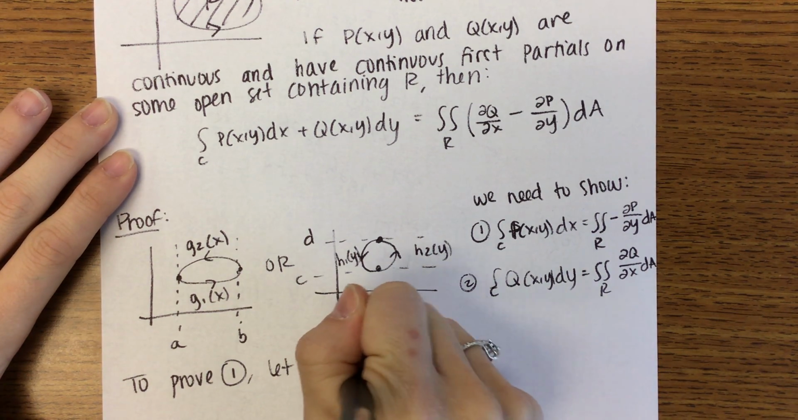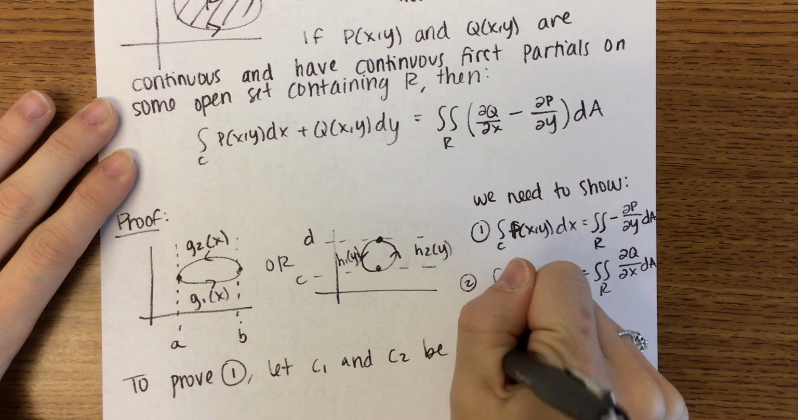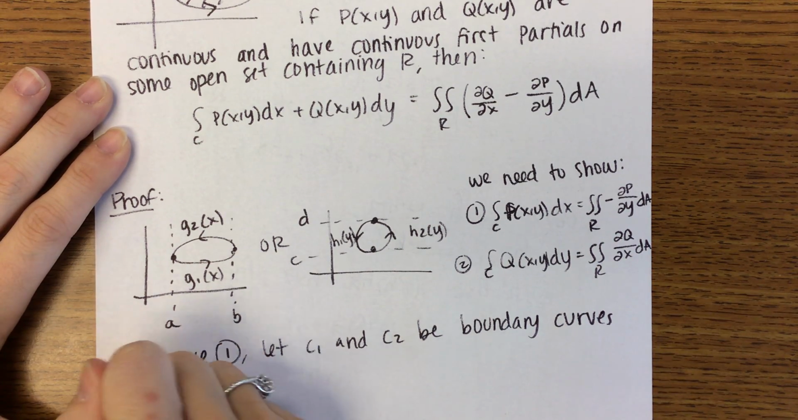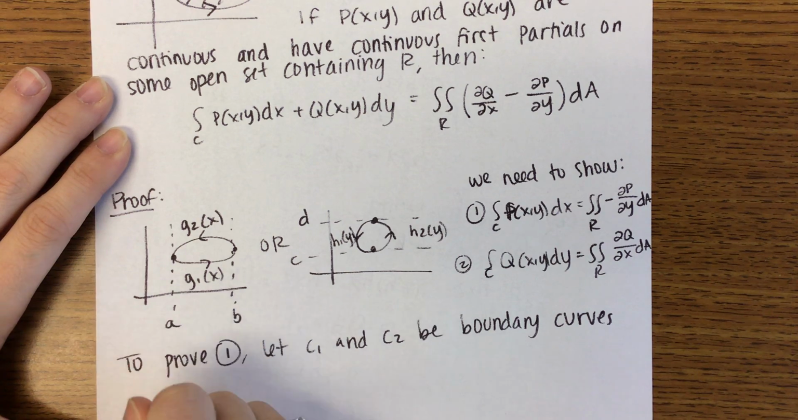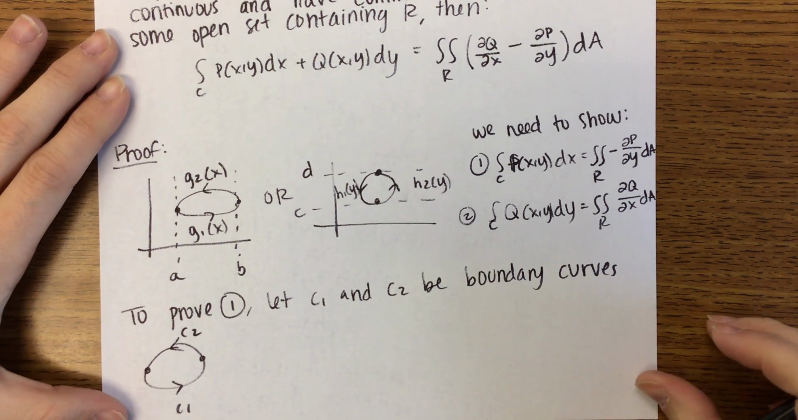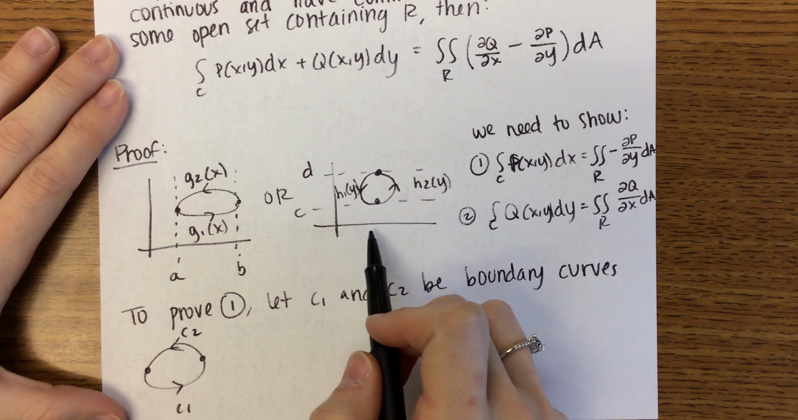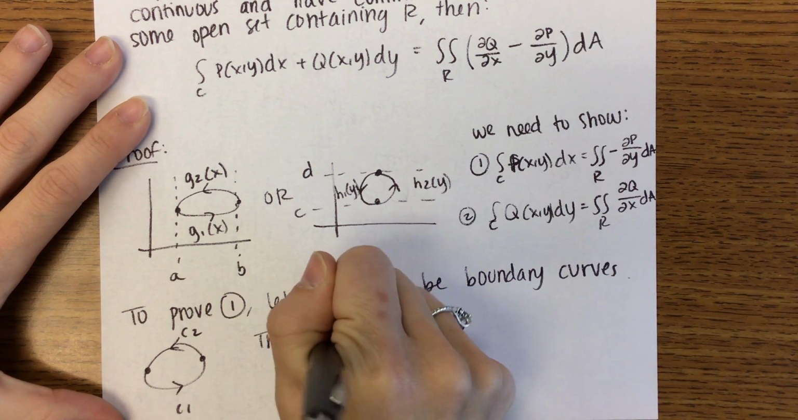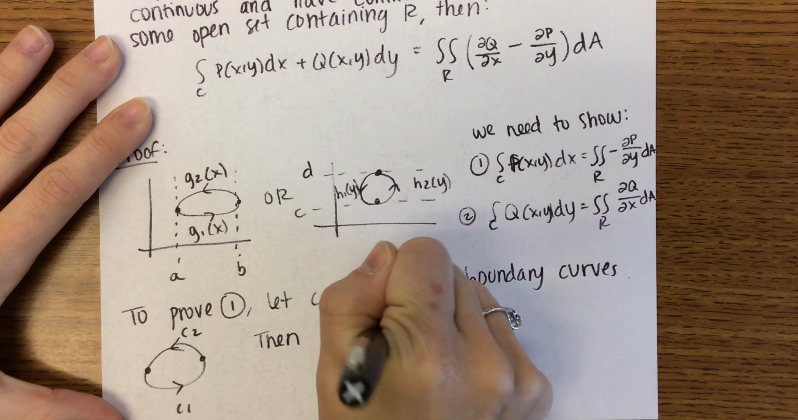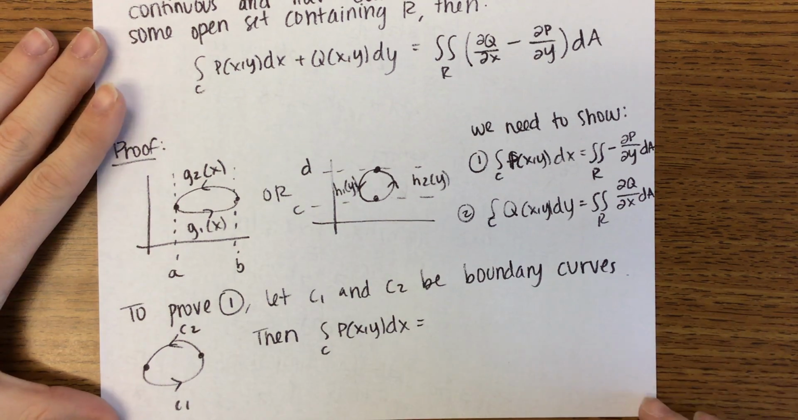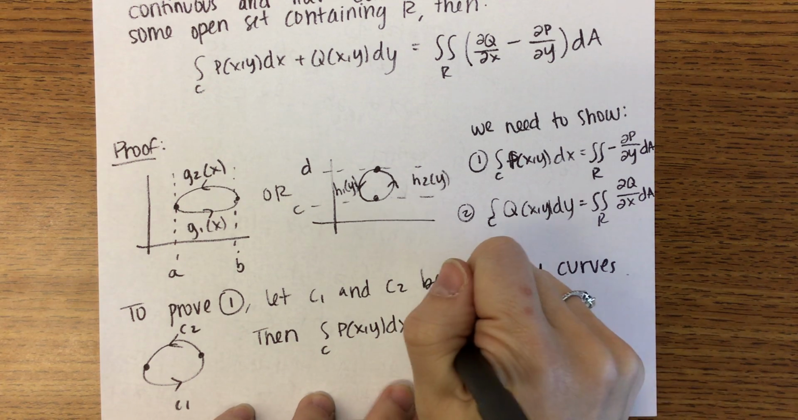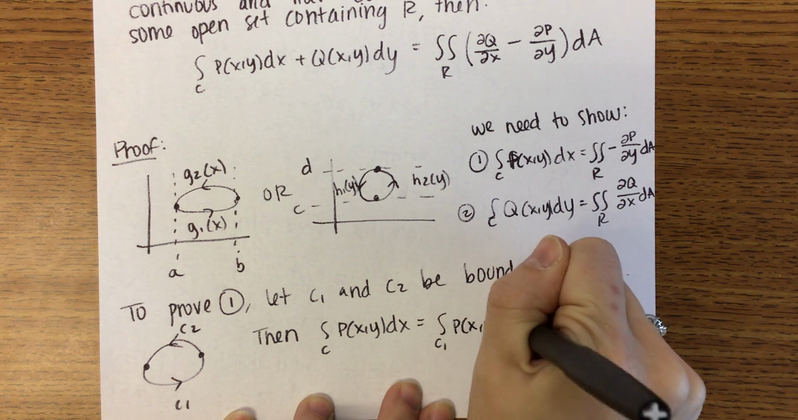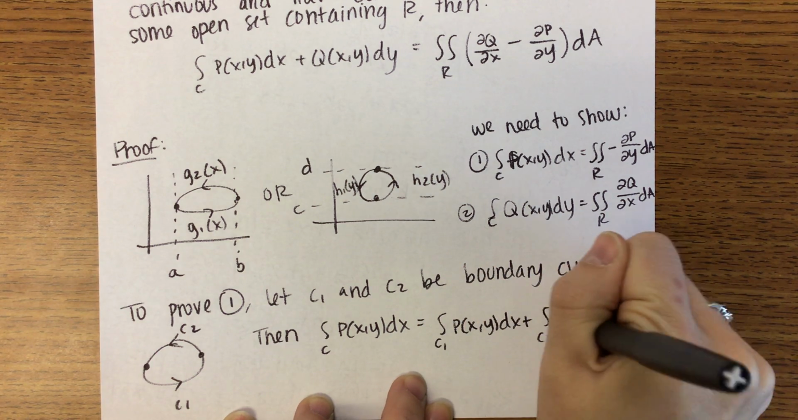We are going to let C1 and C2 be the boundary curves. So we're going to say it looks something like this. So it's going to look like this region. If it were this one, it would work exactly the same way. Then we have the following. The line integral of P of x,y dx is going to be equal to the line integral over the first curve plus the line integral over the second curve.